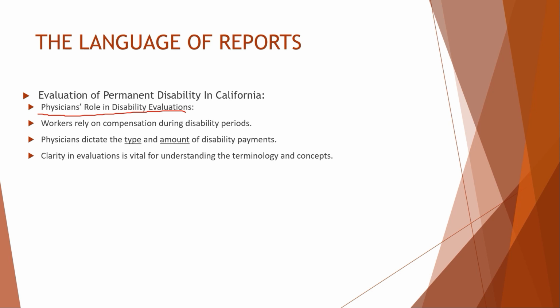Our role is critical. It's critical because workers rely on compensation during disability periods. And as we're going to learn, there are two basic disability periods: temporary disability periods and permanent disability periods. The separation between those periods is the date of the permanent and stationary declaration. So say, for example, an examinee is determined to be permanent and stationary on September 1st, 2023. All benefits provided prior to that date qualify as temporary disability benefits, and benefits provided after that date are referred to as permanent disability benefits.